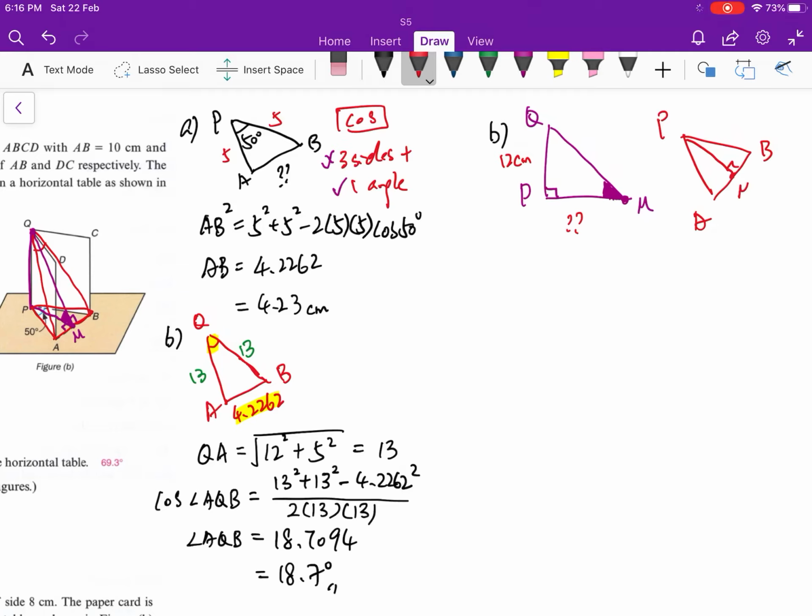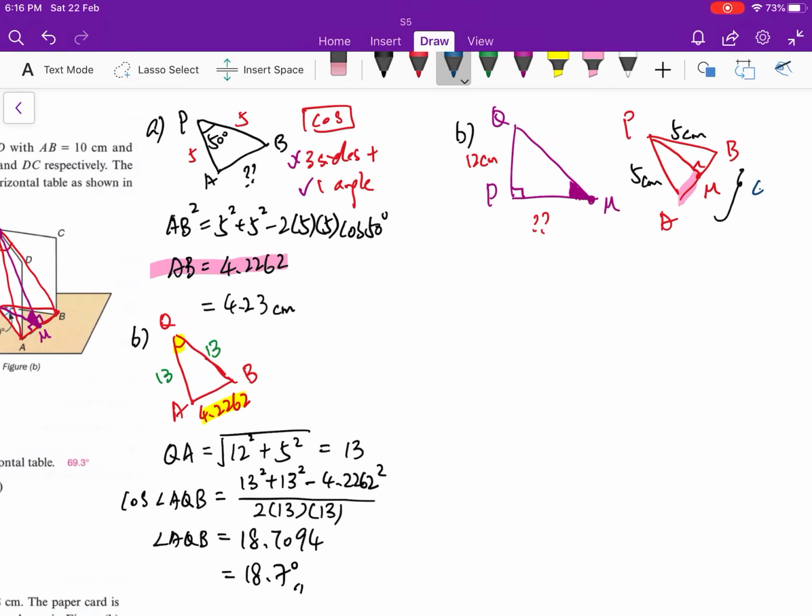I have the triangle PAB, then the perpendicular bisector at M. What we need to know is that PA and PB are 5 cm, right? Then AB, we already found it in section A. So you can see that here is just half of it. So we need half of it, 4.2262 divided by 2. We just pick one of the triangles, half of the triangle, to calculate. So how can we find the PM? PM will equal the square root of 5 squared minus (4.2262 divided by 2) squared, by Pythagoras theorem.